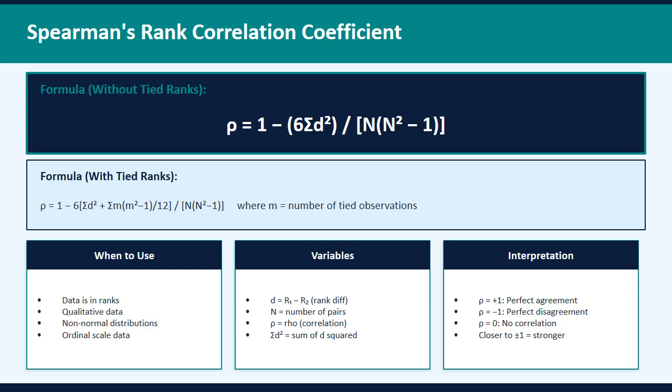The formula for Spearman's rank correlation is represented by rho, which is equal to 1 minus 6 summation d square divided by n into n square minus 1, where d represents the difference in ranks. So when to use this method? This method is used when the data is ranked, when the data is qualitative, and when the distribution is non-normal. So we have to remember this. And if the ranks are equal, we usually use a correction factor. At the end, the interpretation is whether it is perfect agreement, that is +1, or perfect disagreement, that is -1.